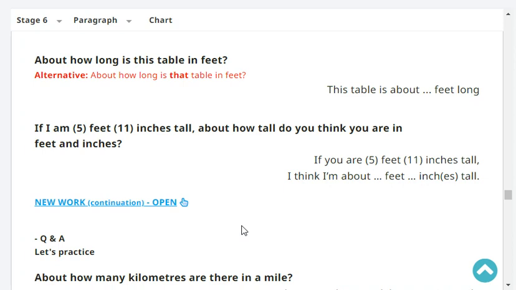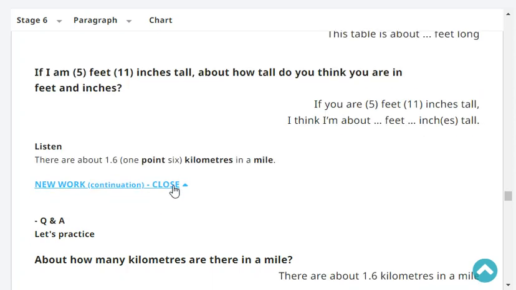If I am 5 feet 5 inches tall, about how tall do you think you are in feet and inches? I think I'm about 5 feet 4 inches tall. Very good. And that's the end of our revision. Okay, let's continue the new work.